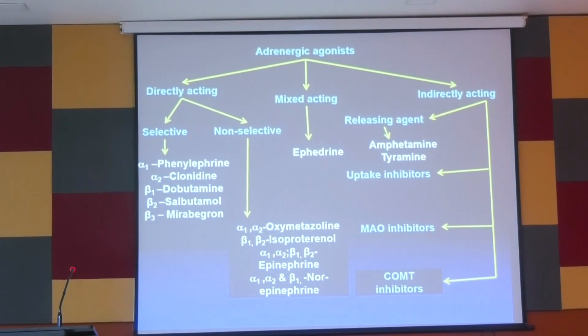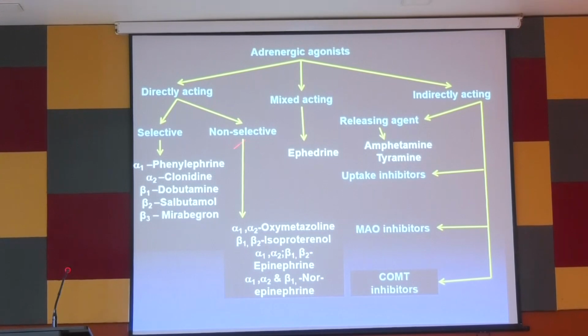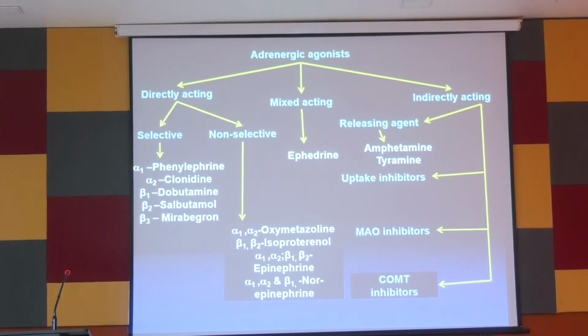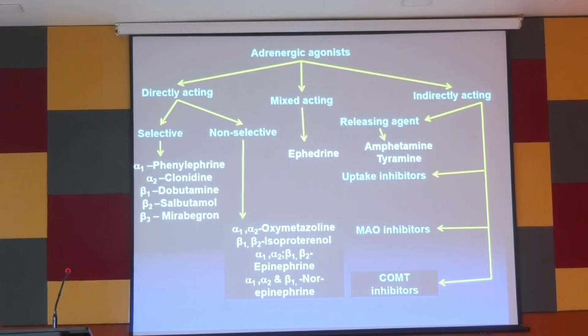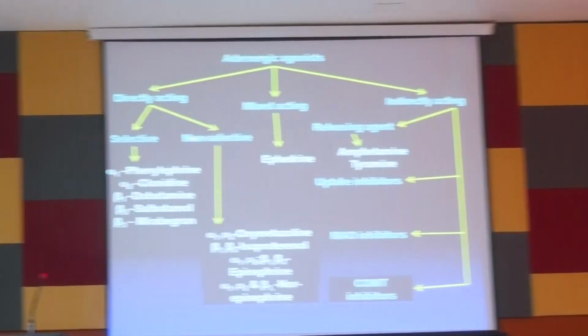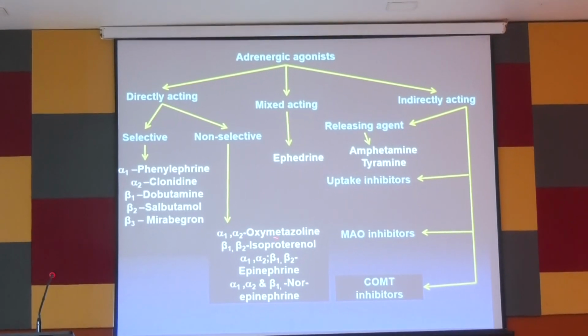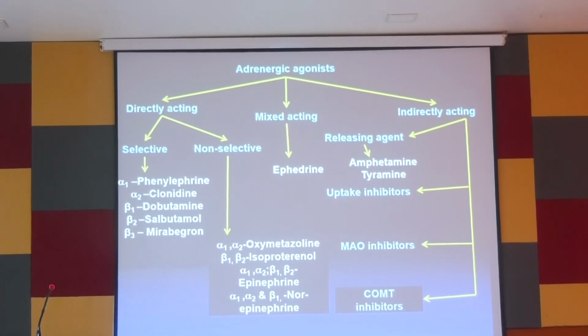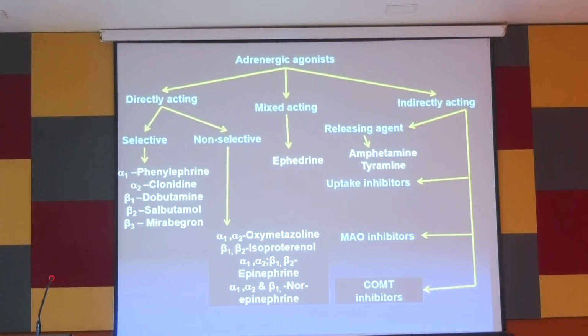Number 1, directly acting. It will be selective and non-selective. Selective, the drugs are alpha 1 phenylephrine, alpha 2 clonidine, beta 1 selective dobutamine, beta 2 salbutamol. There are other drugs available. I am showing here only one. And beta 3, you need not remember this, but you can find that beta 3 there is mirabegron. So these are the directly acting selective sympathomimetic agents. Non-selective directly acting agents are much more, that is the oxymetazoline, alpha non-selective agent, beta non-selective only one, that is the isoprenaline or isoproterenol.